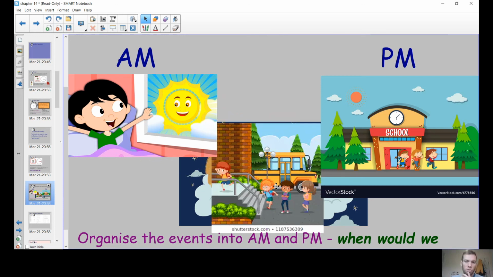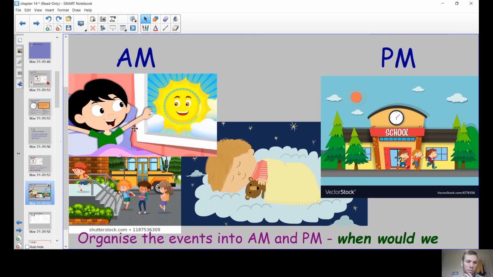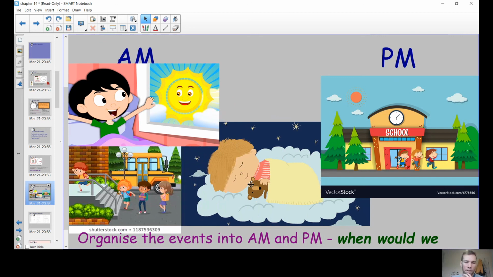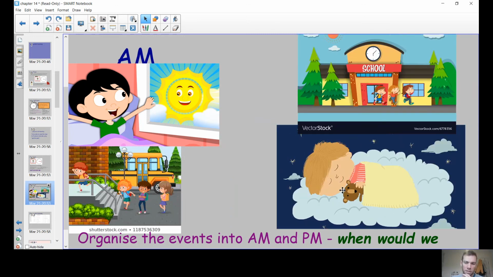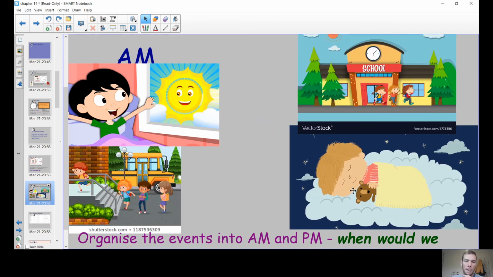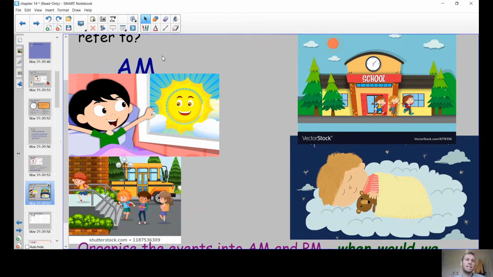These people are just arriving at school, just going to school. So that would be in the AM. This person is just going to bed. That would be after midday. That would be in the evening, PM. Okay, those will be more important as we move on with our time learning. So see if you can say today to your mum or to your dad, is it AM or is it PM at the moment?